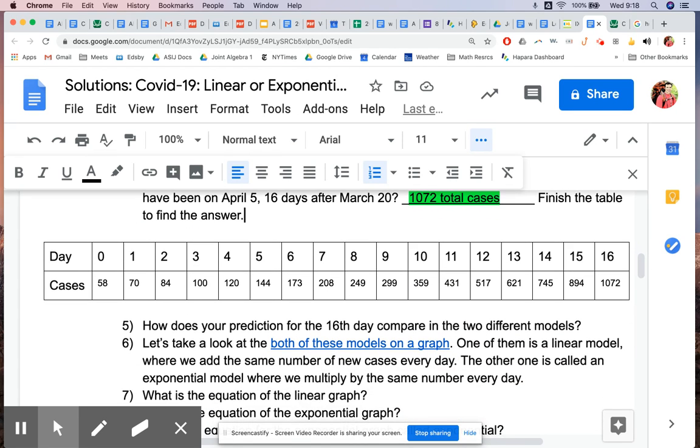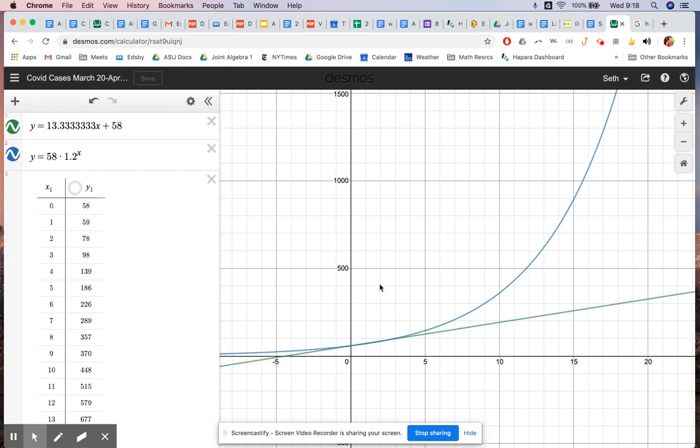Let's go take a look at the two graphs of these models here. Okay, and if I look here, we have two equations. This one is the linear one. We start off with 58, so there's our y-intercept, and we're adding 13 and a third new cases every day, where x is the number of days.